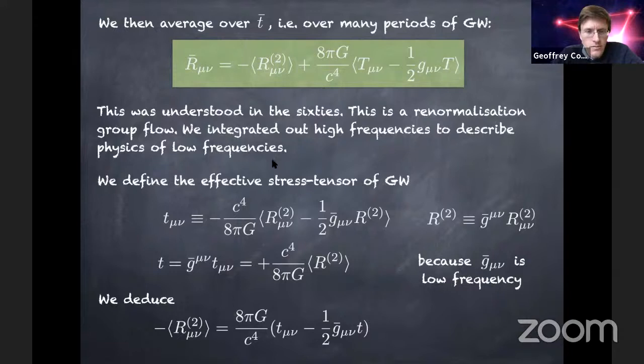So now that we have this equation, we're going to define the effective stress tensor of gravitational waves in this way. R2 is the trace of the second order perturbation, where I use a G bar to take the trace. And this is just my definition of T. Now if I take the trace of this, I can put G bar inside of the average, because it's only low frequency, so it passes through the integration over the high frequencies. The trace here will give me a factor of 4, so it gives me a minus 2. That one gives me a plus 1, so overall a minus 1. That kills that minus 1, so I have this plus here. So that's true.